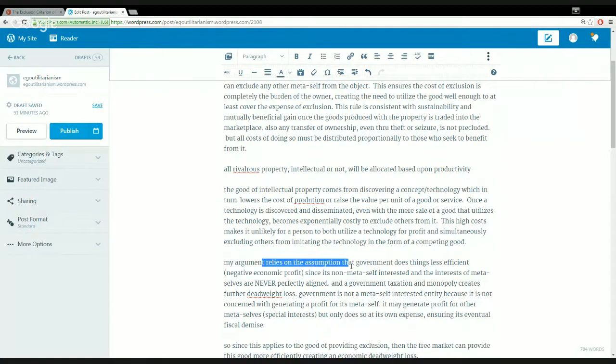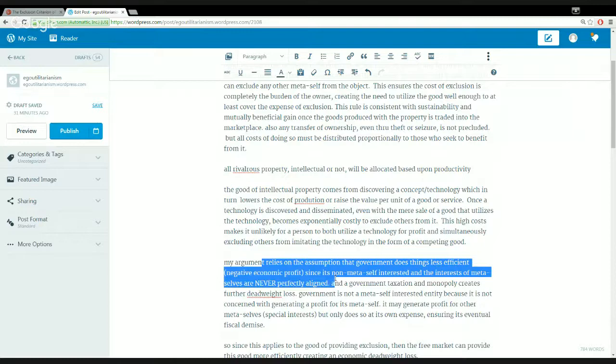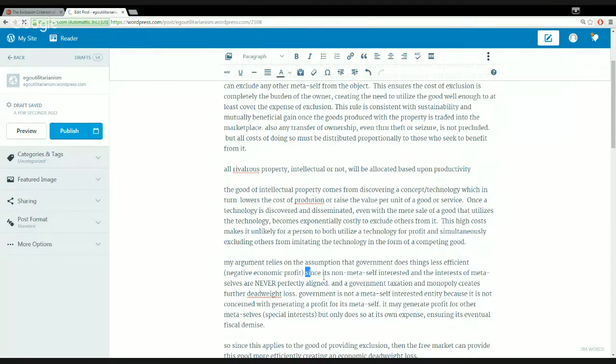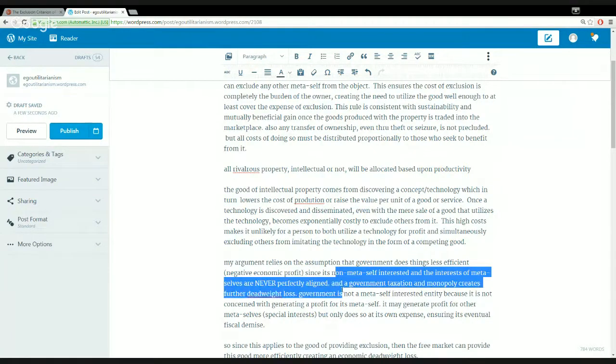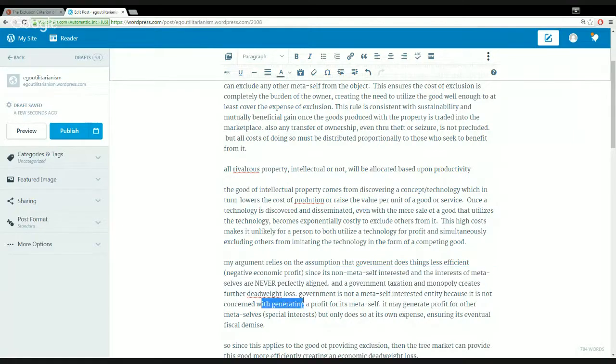So my argument relies on the fact that the government does things less efficiently, with negative economic profit, right? That means there exists an alternative that's more profitable, since it's not meta-self interested. And interests of meta-selves are never perfectly aligned. And government taxation and monopoly create further deadweight loss, right? So monopoly, again, the government monopoly in particular, not a free market monopoly. A free market monopoly has to gain market share by competing, through providing better goods at cheaper prices in greater quantity. Government does the opposite because it restricts competition. So it's an artificial monopoly.